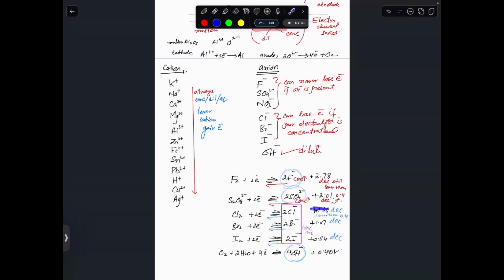Like in dilute, it will lose OH, definitely 0.4. In dilute, this or this, definitely 0.4. But if they are concentrated, you can make their E0 values lower than 0.4.